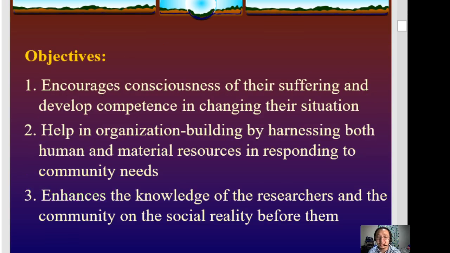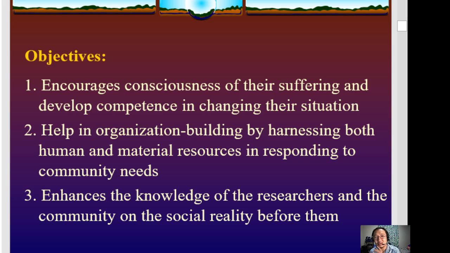Objectives of PAR, if I may use that term, encourages consciousness of their suffering and develop competence in changing their situation. Okay, so this was also explained earlier. Help in organization building by harnessing both human and material resources in responding to the community needs. In participatory action research, you are going to make use of the resources that are present in the community as much as possible.